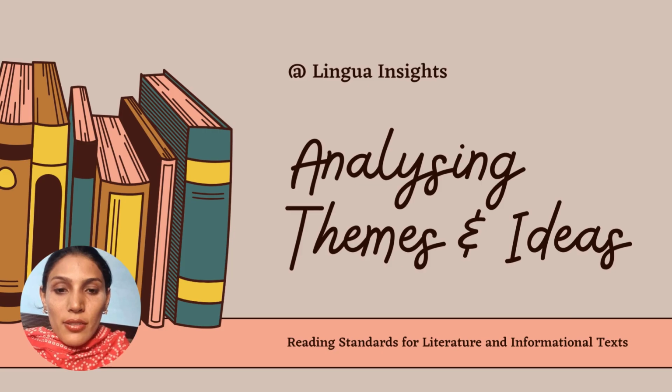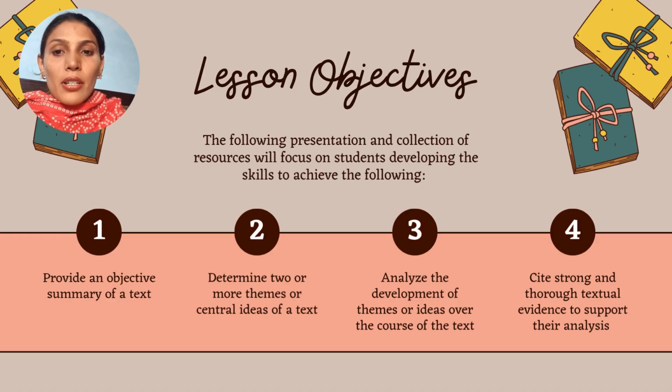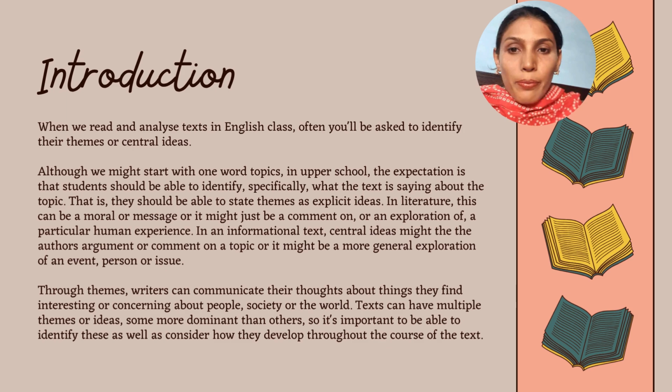So let's discuss. Here are some learning objectives of this topic. The following presentation and collection of resources will focus on students developing the skills to achieve the following. First, provide an objective summary of a text. Determine two or more themes or central ideas of a text. Analyze the development of themes or ideas over the course of the text. Cite strong and thorough textual evidence to support their analysis.